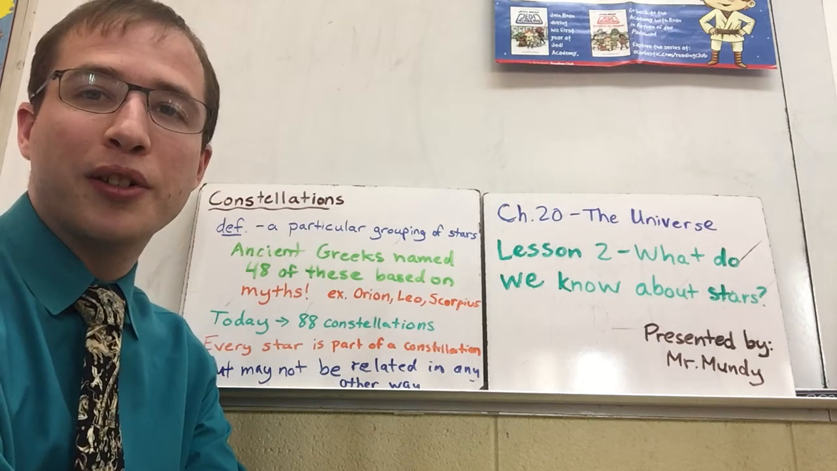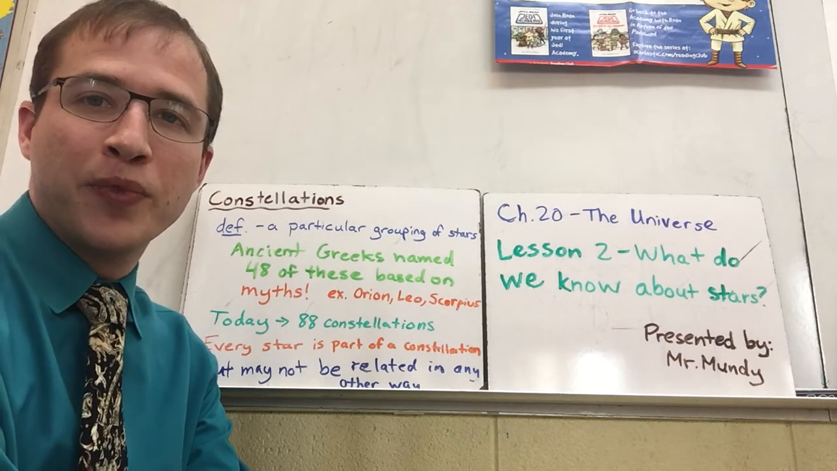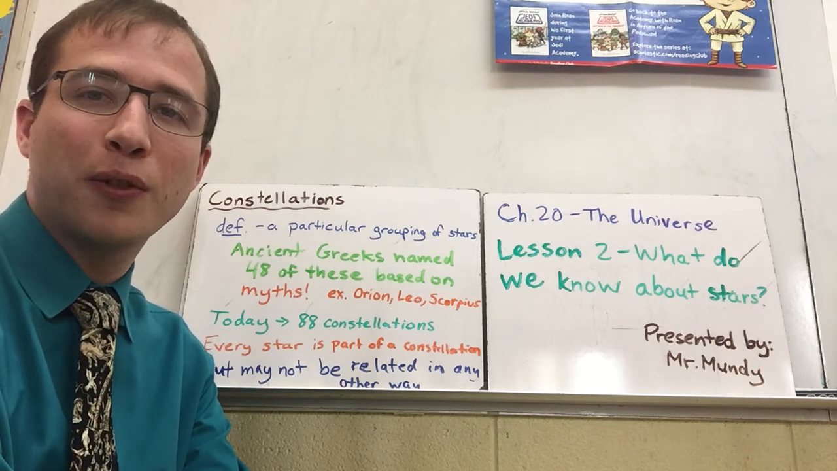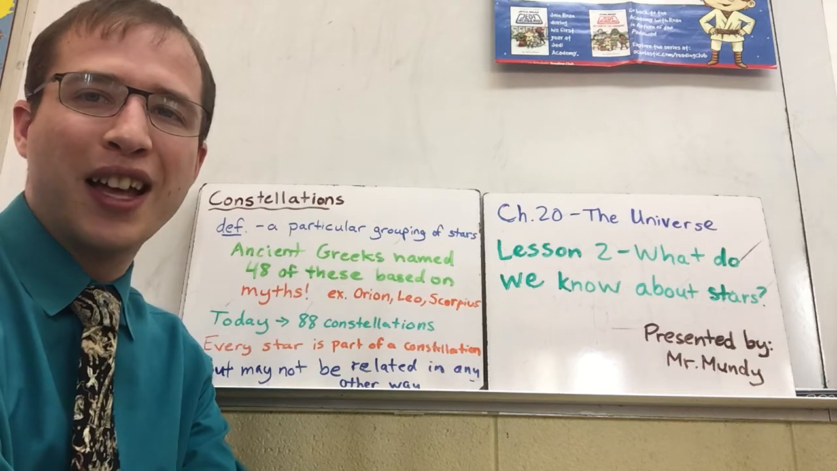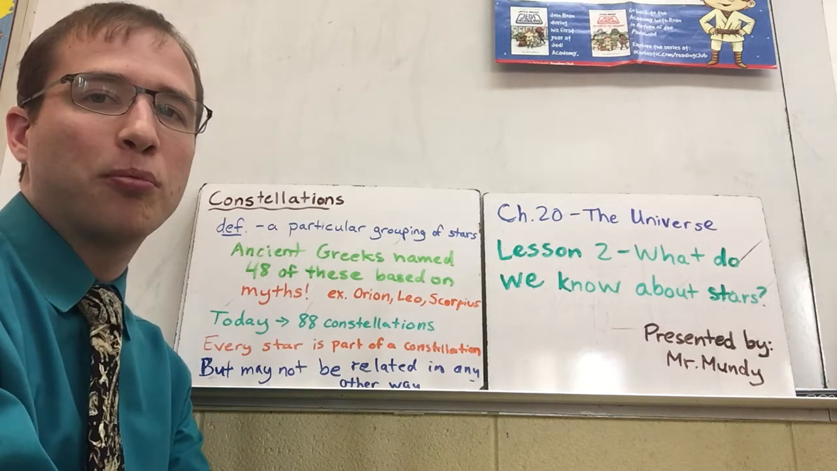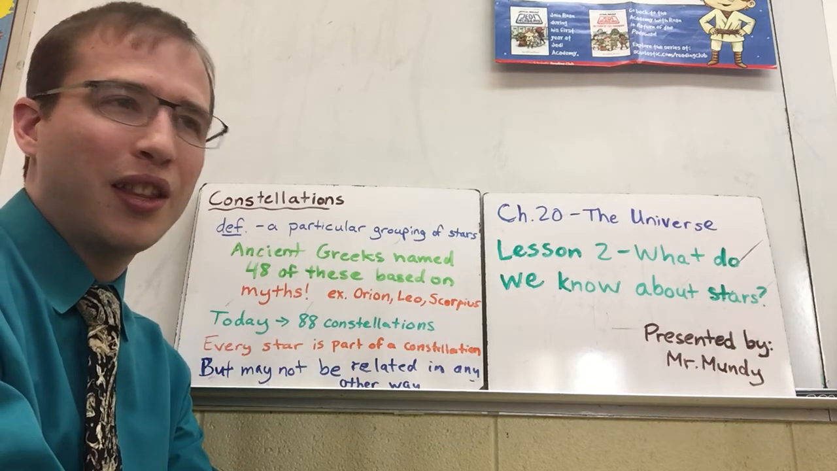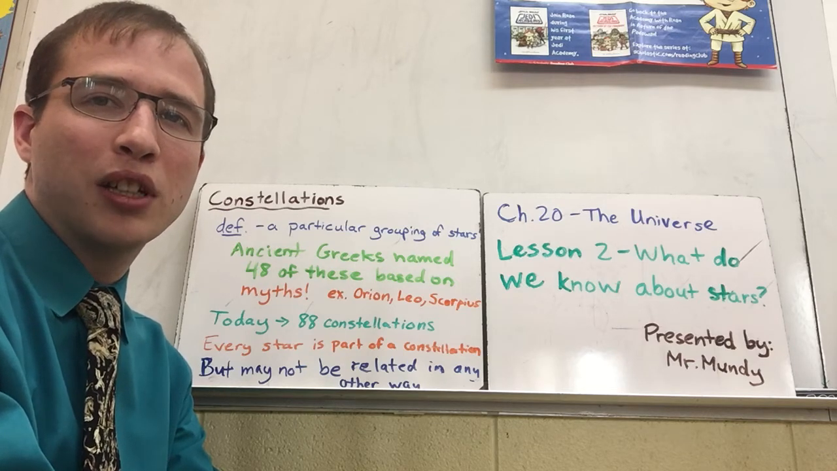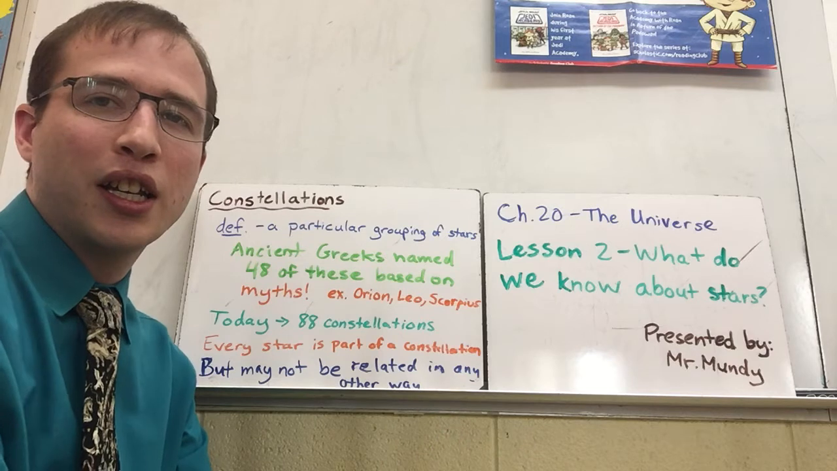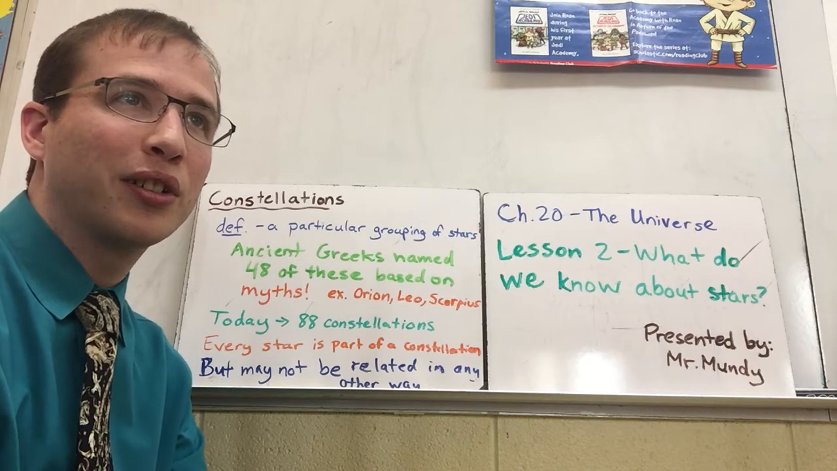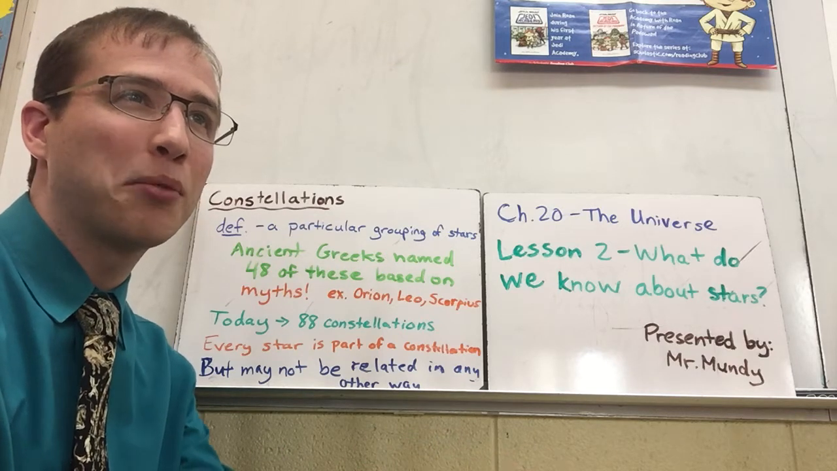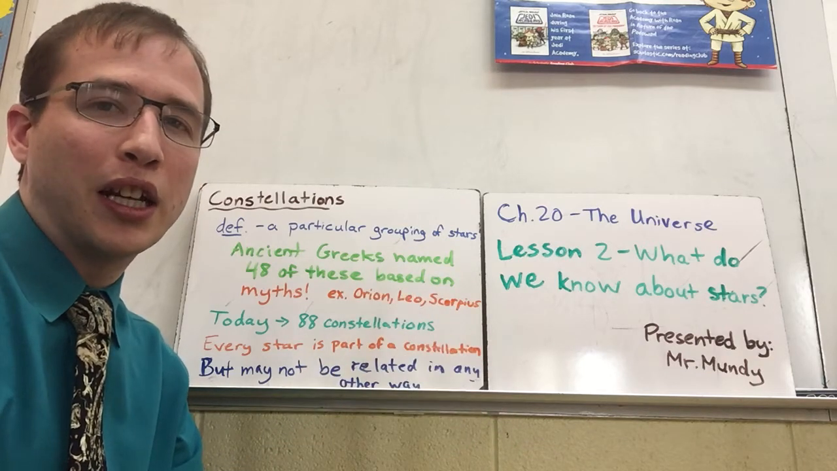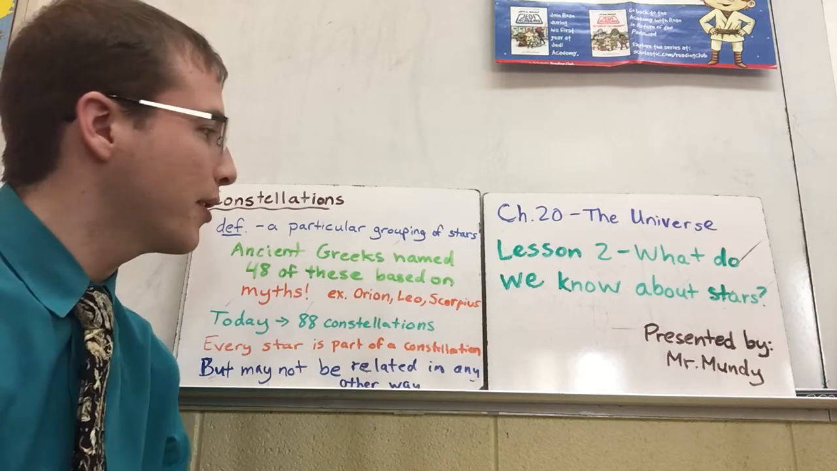Today, we group stars into 88 constellations. Every star in the nighttime sky that we can see is part of one of these 88 constellations. However, just because they are part of a constellation, they might not be related in any other way. They don't necessarily have to be close to each other in space. They don't necessarily have the same brightness or the same color. They're just put together based on their arrangement in the nighttime sky as it appears to us.